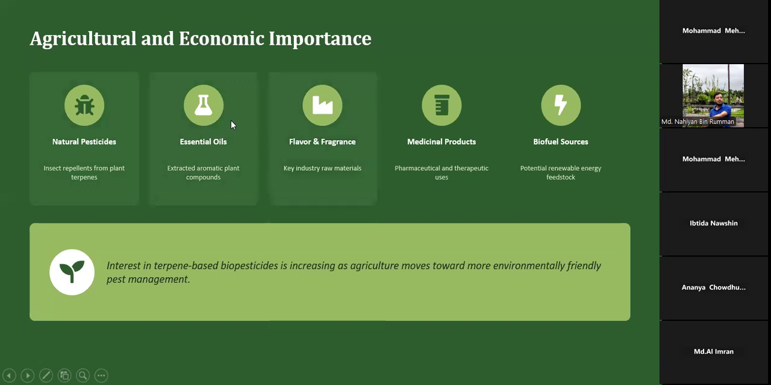Third, terpenes are widely used in the flavor and fragrance industries because of their pleasant aroma. Fourth, several terpenes have important medicinal uses, while others are being studied as renewable biofuel sources. And as agriculture moves towards sustainability, there is growing interest in developing terpene-based biopesticides that are safer for humans and the environment.